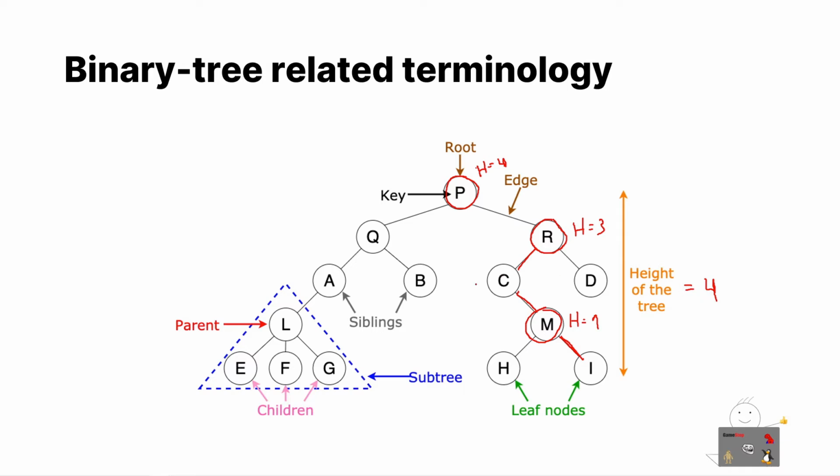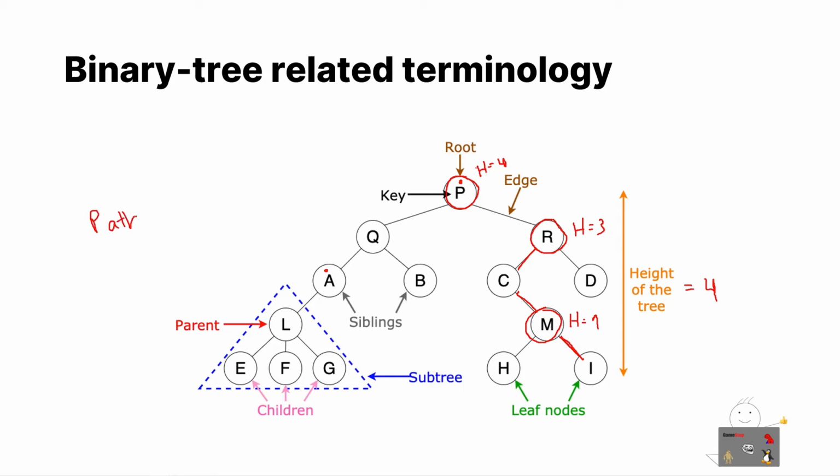We also need to know what is a path. A path is a list of nodes we must go through to go from one node to another. So let's suppose we want to go from node P to node A. What would be our path?